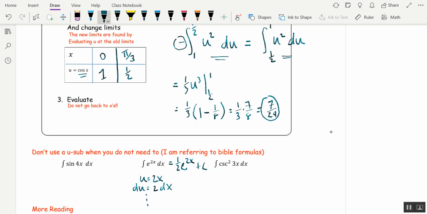So you get the Bible formula if you do a u substitution here with u equal 4x and here with u equal 3x. So just don't do it. Don't waste your time. Okay, and that's the end of this section.